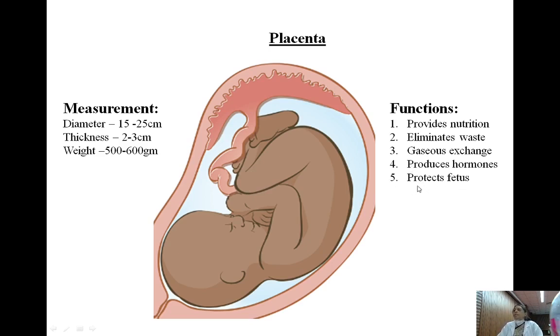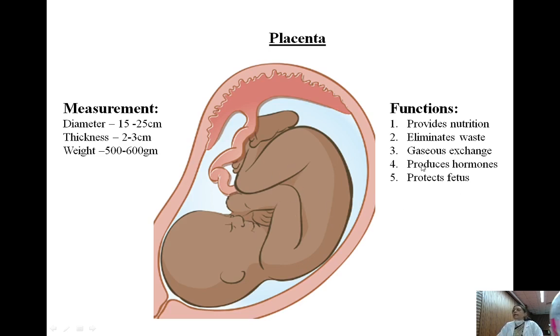How does it protect? Because of the antibody, that is immunoglobulin G, I think you know about that immunoglobulin G. It goes from the maternal blood to the fetal blood throughout fetal life, and the fetus cannot develop this immunoglobulin G unless he or she is 3 years old. So the immunoglobulin G, that is the antibody, protects the fetus from infections.